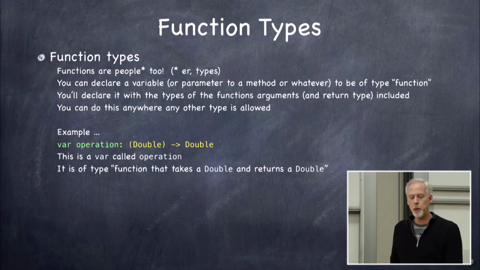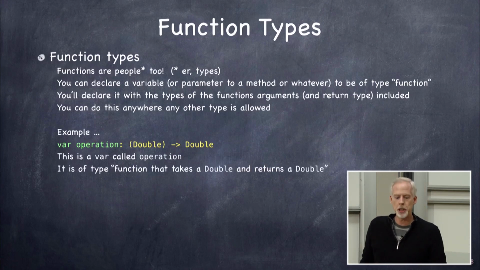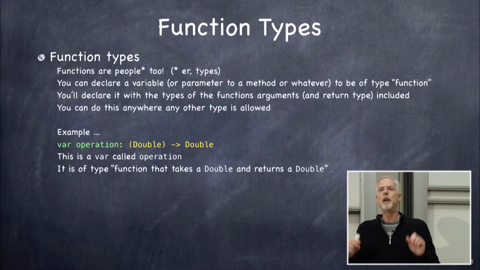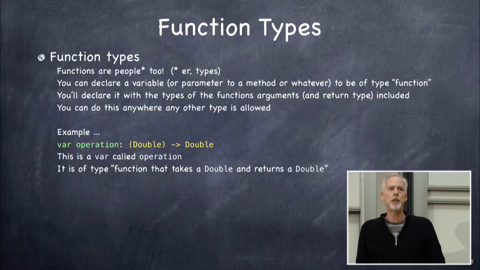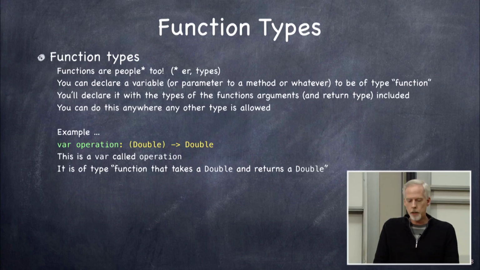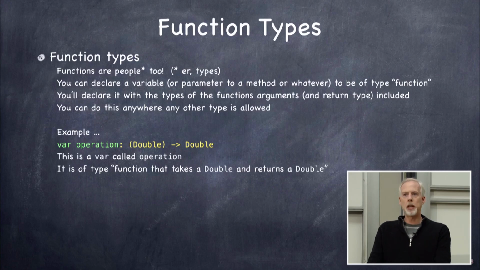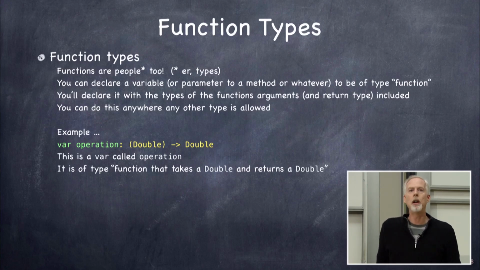Let's look at an example. I have a var here called operation. It is of type function that takes a Double and returns a Double. So the syntax here is awesome. It looks just like declaring a function that takes a Double and returns a Double, just no names of arguments, but the types are all in there. Okay, so this is how you declare a function.